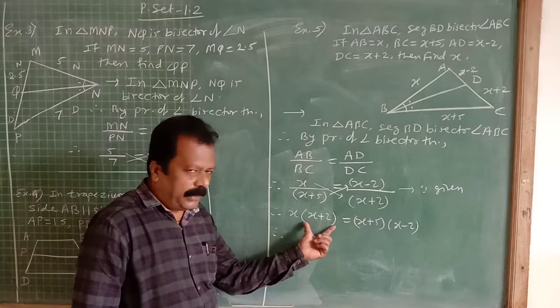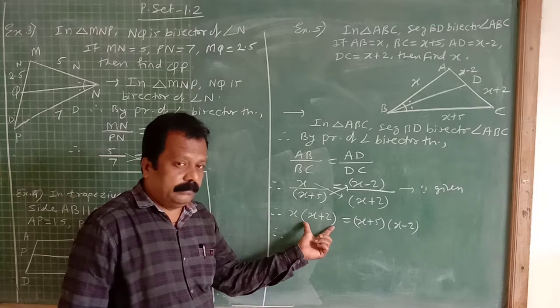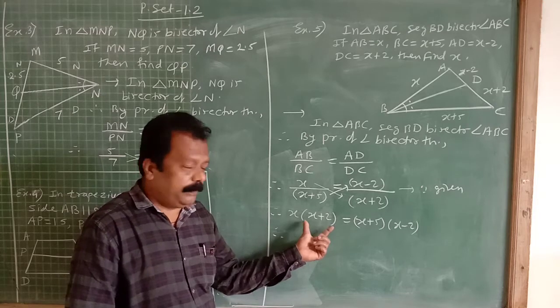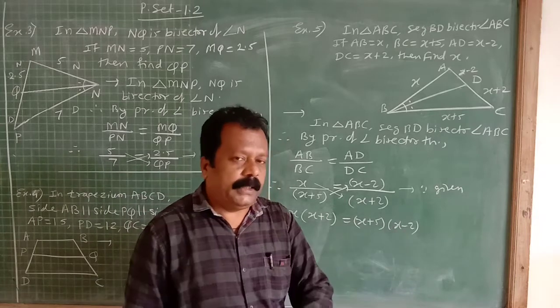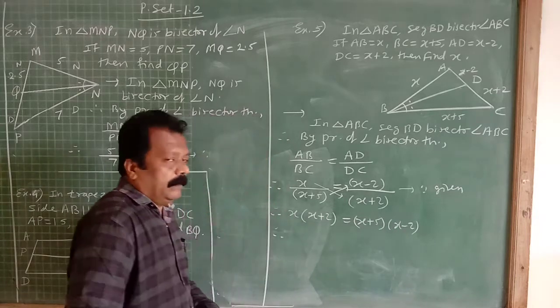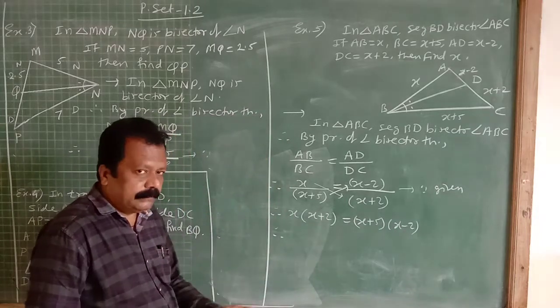This is monomial, this is binomial. How to do product of monomial and binomial? How to do product of binomial and binomial? That we know. Then also again, try to learn.